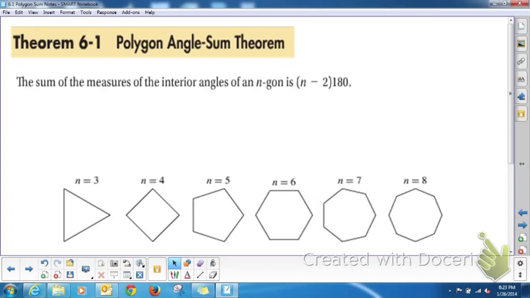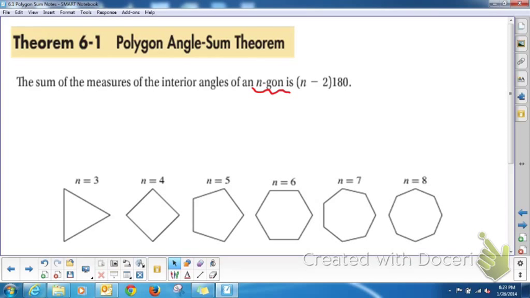So the first theorem you want to take notes on your template is the Polygon Angle Sum Theorem. The sum of the measures of the interior angles of an n-gon. N-gon is the term we use to describe any number of sides in a polygon. Is this, the number of sides minus 2 times 180.